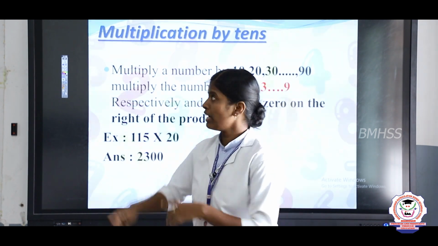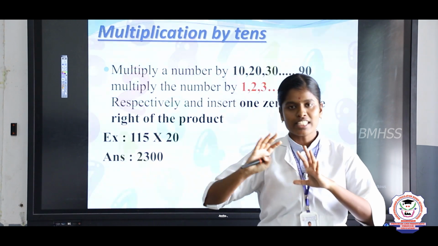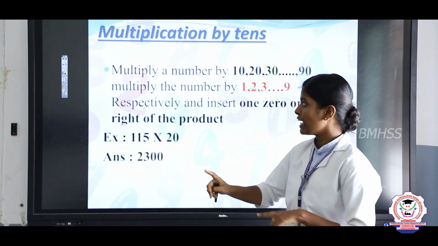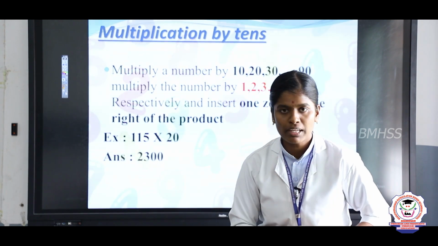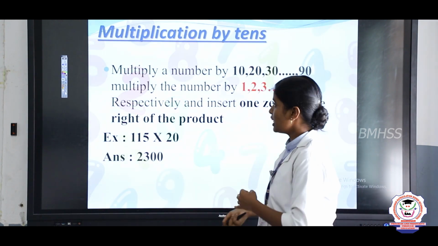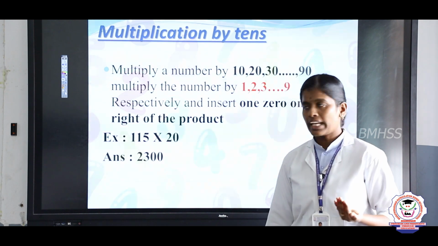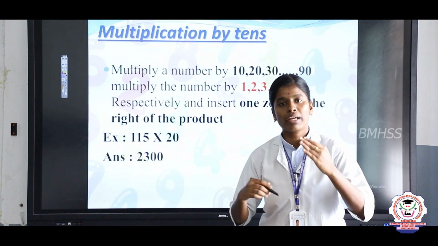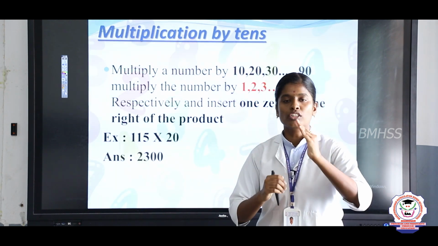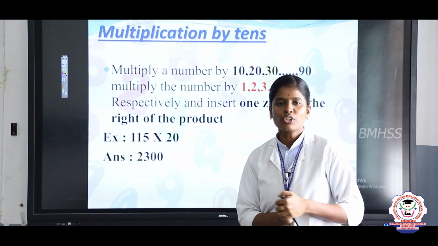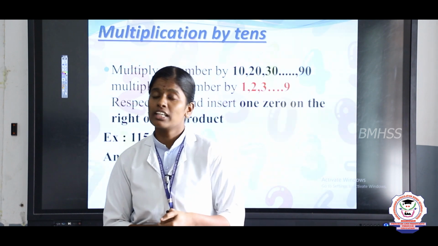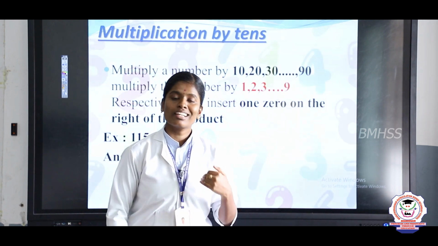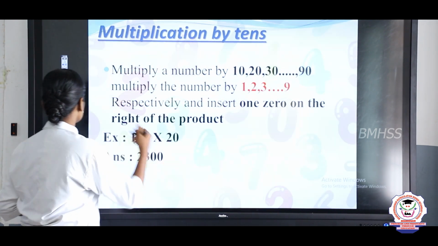So listen my children, multiplication by tens. We multiply a number by 10, 20, 30 up to 90. First you should multiply a number by 1, 2, 3, and finally you should insert 0 to the right side of the product.